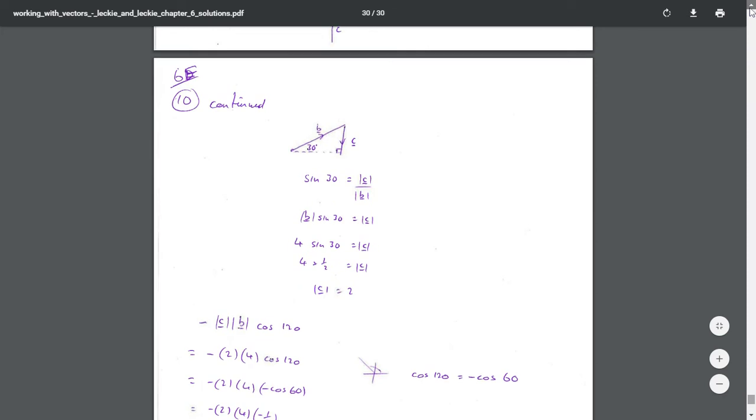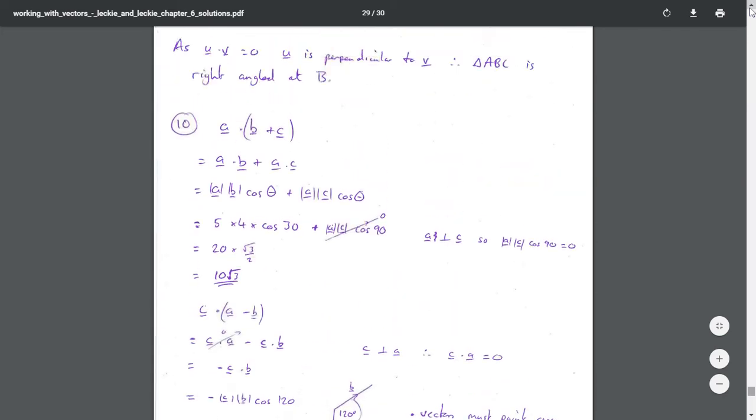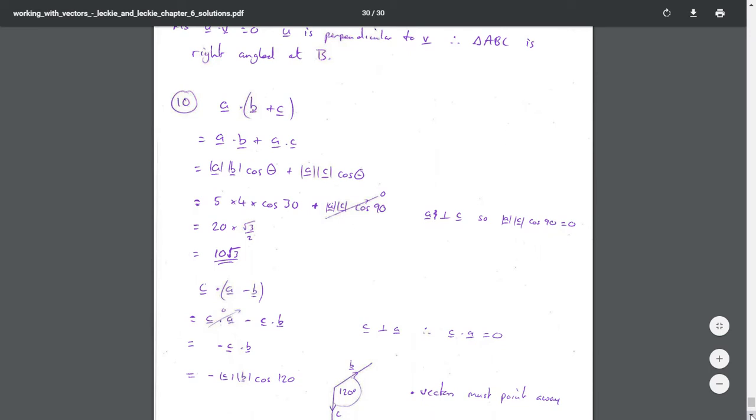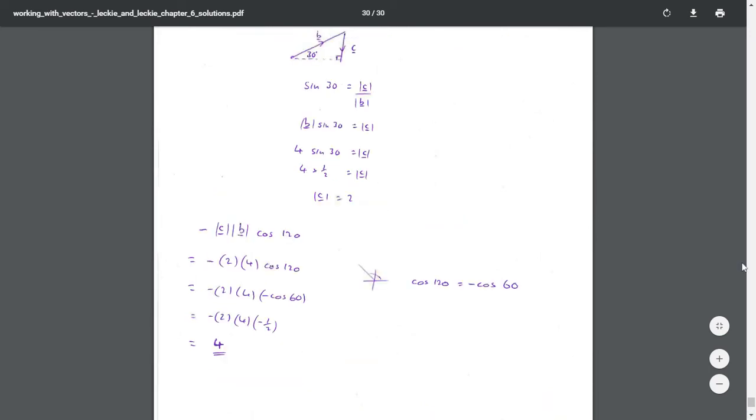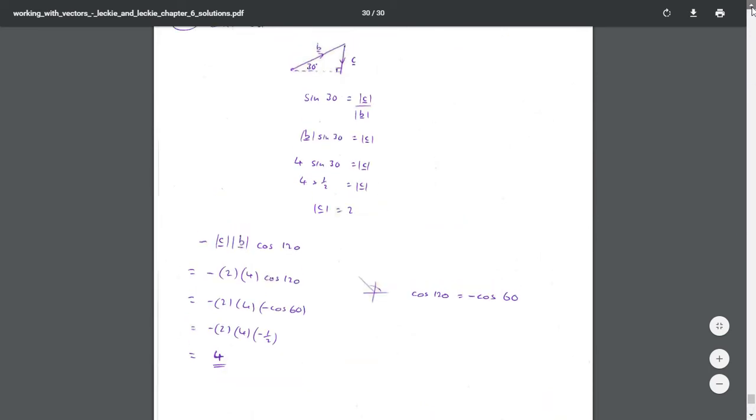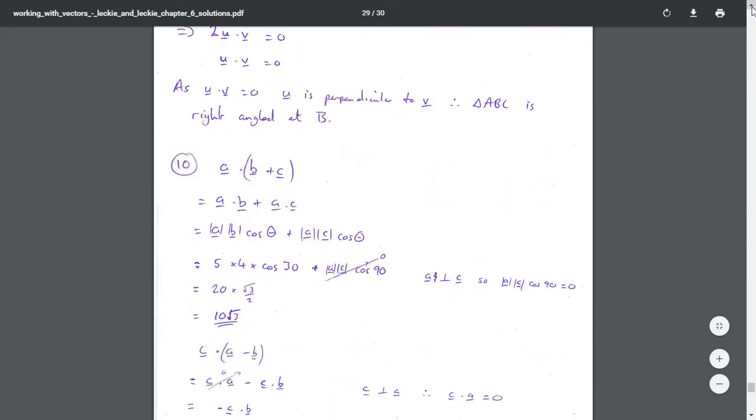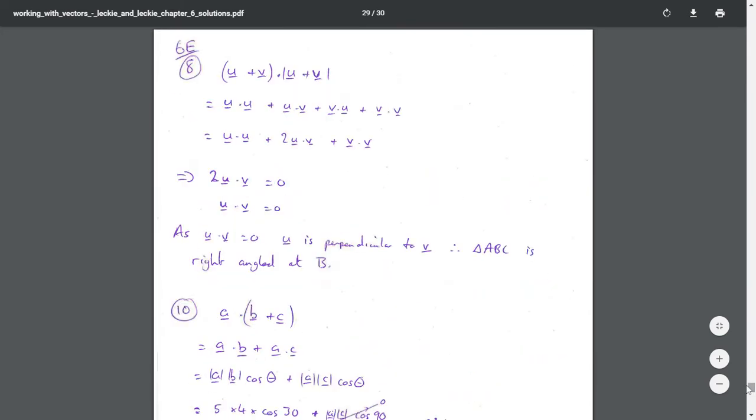So again, the vectors must point away. Oh, computer's being a bit laggy. Oh, gone too far again. Sorry about this, guys. Come on. Oh dear me.